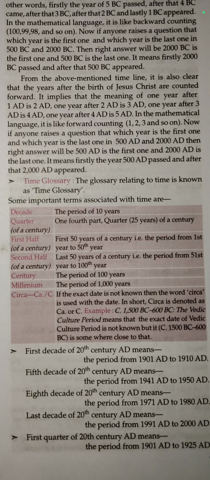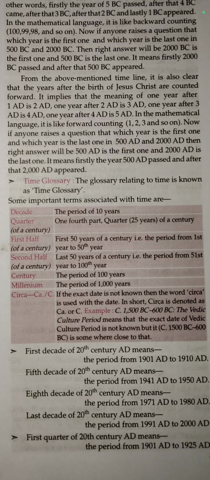First half of a century means the first half of 100 years, which is 50 years. The first half of a century means the period from the first year to the 50th year. Second half of a century means the last 50 years of a century, that is the period from the 51st year to the 100th year. Century is known as the period of 100 years. Millennium is known as the period of 1000 years.